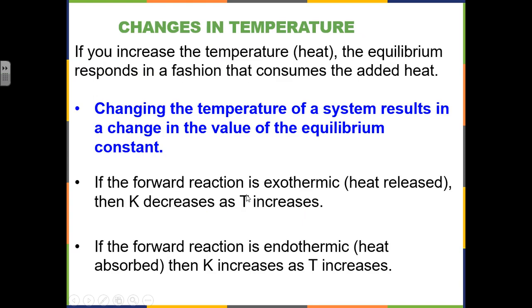Now, if you increase the temperature, the equilibrium is going to respond in a fashion that consumes the added heat. If you change the temperature of a system, it results in a change in the value of the equilibrium constant. If a forward reaction is exothermic, meaning it gives off heat, then K decreases as the temperature increases. So it's an inverse relationship between K, the equilibrium constant, and temperature in an exothermic reaction. If you have a forward reaction that is endothermic, meaning heat is absorbed, it usually feels cold to the touch. Exothermic means the reaction feels hot to the touch.